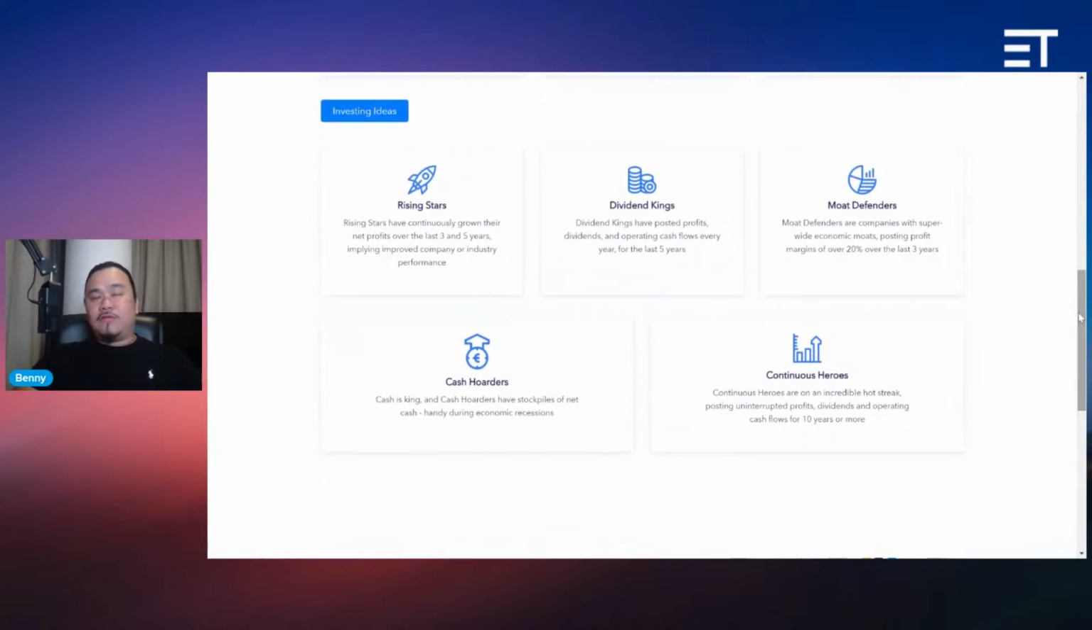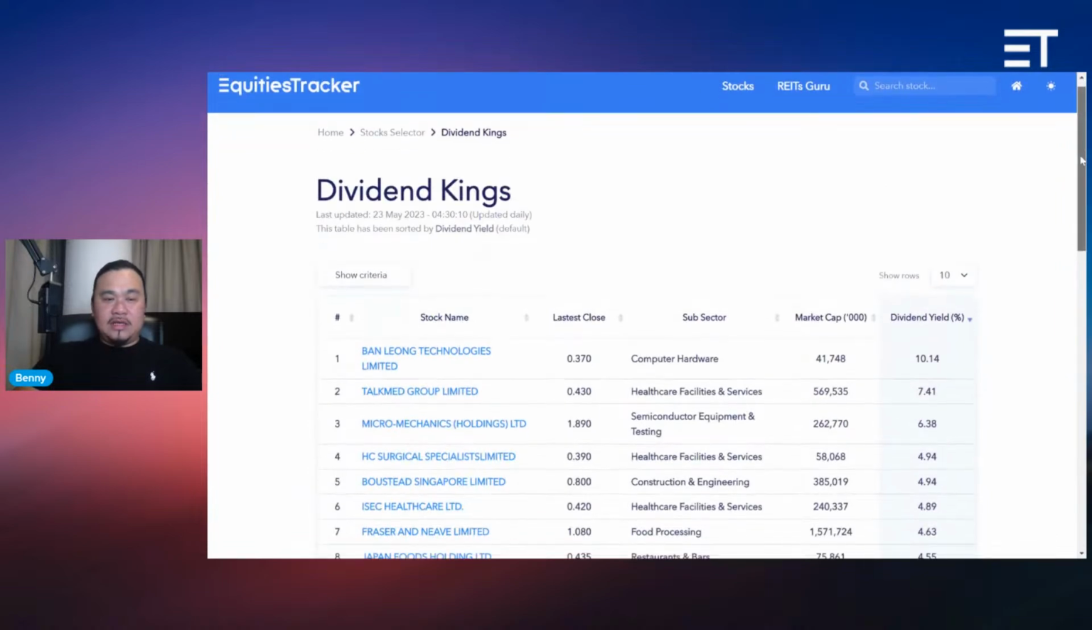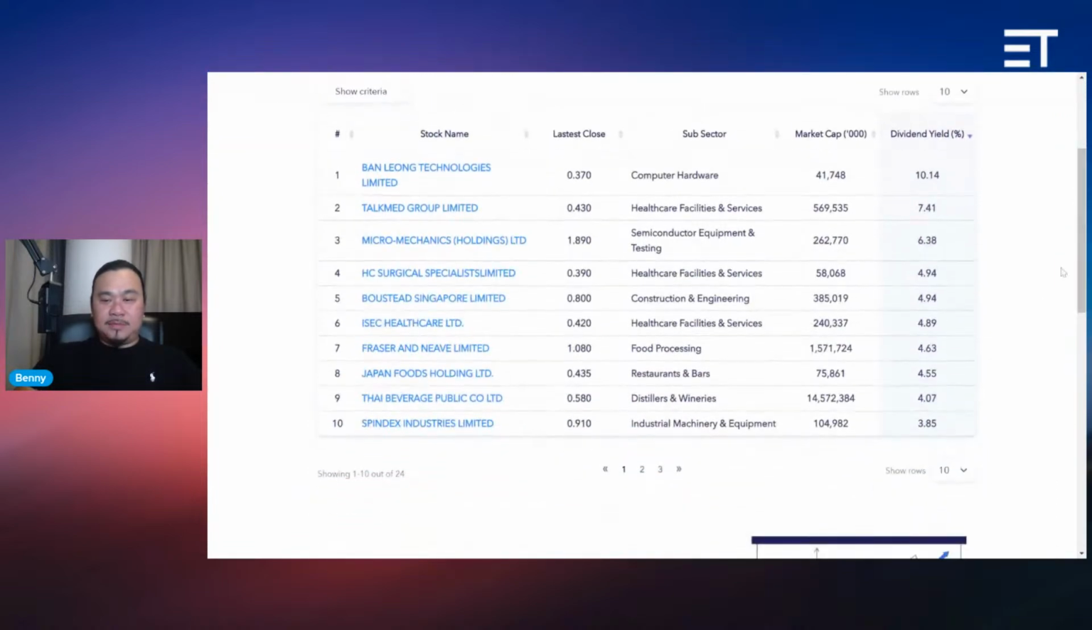So if I'm going to look for, let's say, dividend kings, I can actually just click on dividend kings. If you're looking for companies, this is basically companies that have provided dividends and sorted by dividend yield. So we can look at Banleong Technologies, for example. It's a computer hardware company, small cap, 41 million in size, and they have a dividend yield of about 10.14%.